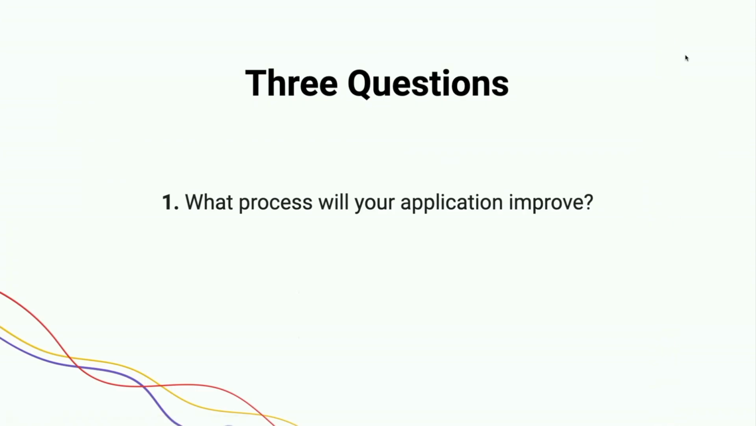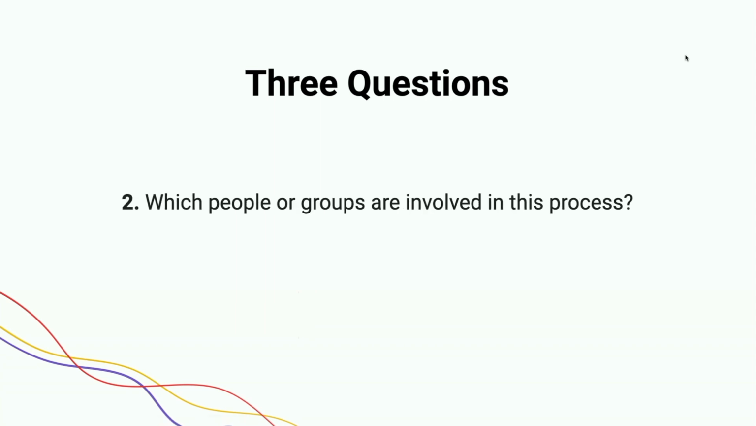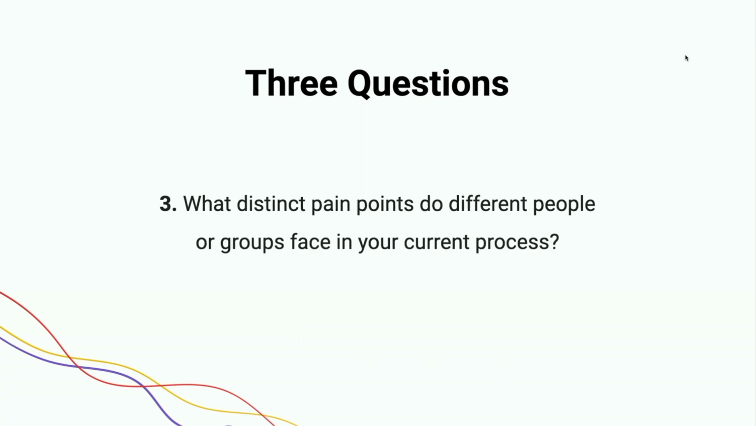So, in general, you should start with maybe three questions, right? What process is your application going to be dealing with? What are you trying to improve? Second, which groups of people are involved in this process? And lastly, what distinct pain points do these different people from these different groups face in the current process that we're trying to get rid of?